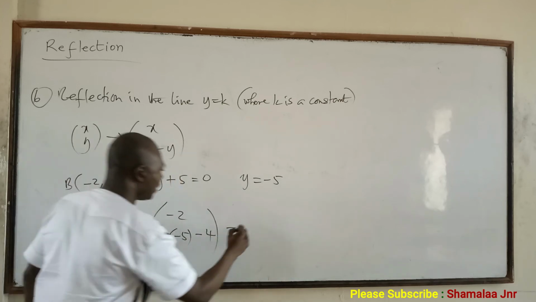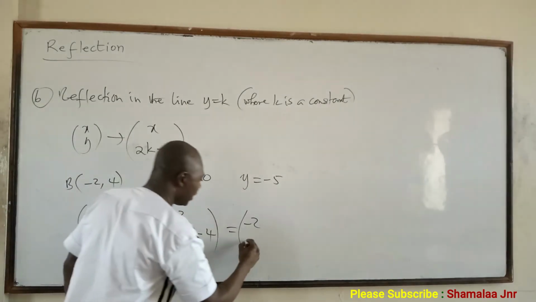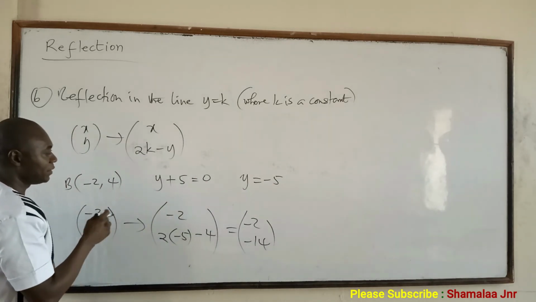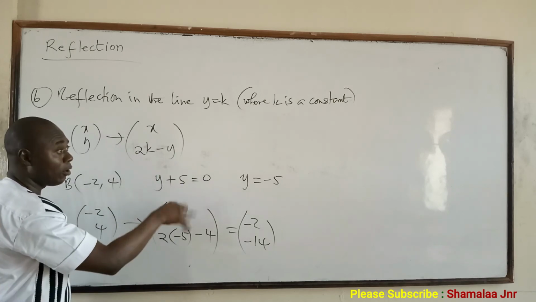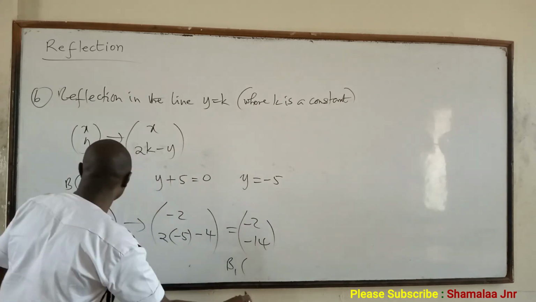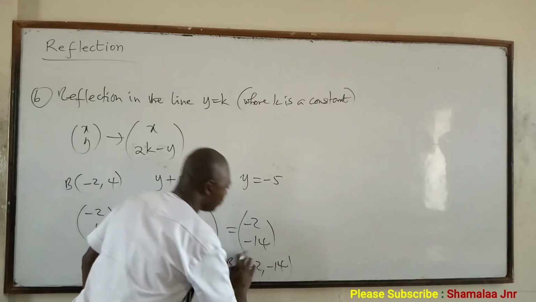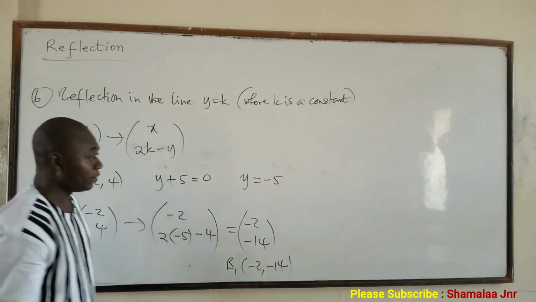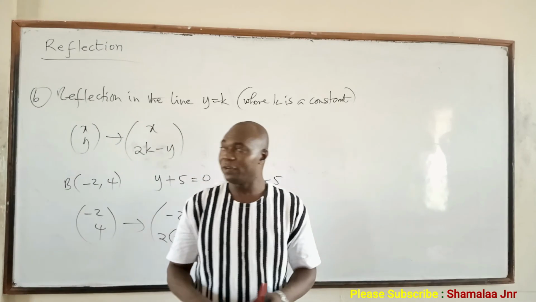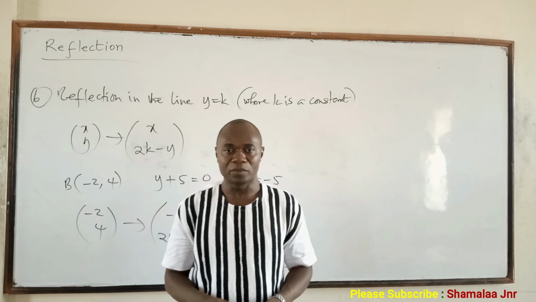So this one will give us negative 2, and 2 times negative 5 is negative 10, minus 4, which is negative 14. So it means that the image of this point, when it is reflected in the line y plus 5 equal to 0, or y equal to negative 5, is B1, let's assume its name is B1, (-2, -14). Yes, so when you are asked to plot it, just plot it. Yes, so viewers, these are the main types of reflection. And if you have really understood this, you should be able to solve any question on reflection and transformation.